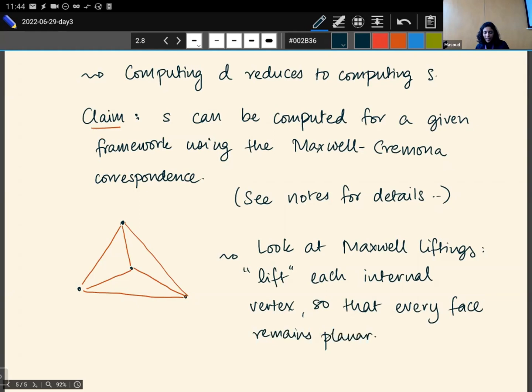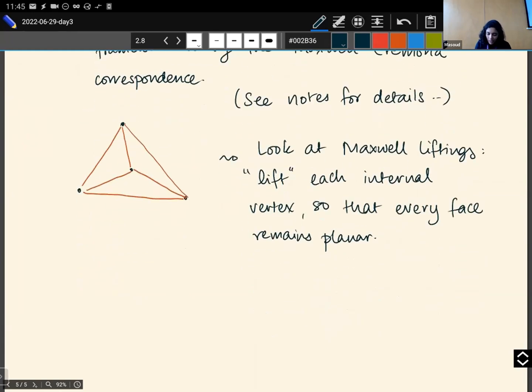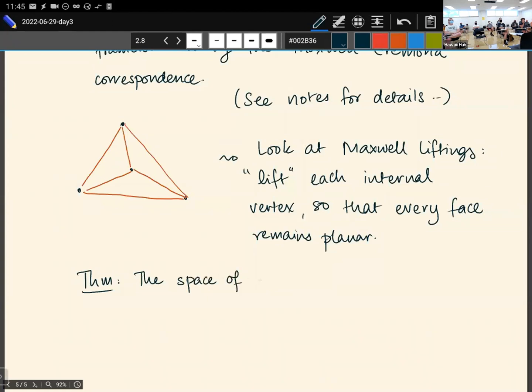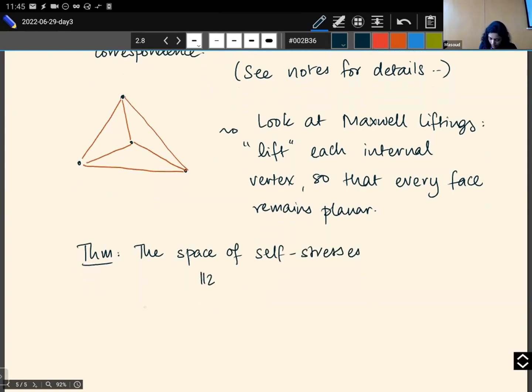When you do this, it turns out that the theorem of Maxwell and Ramona is that the space of self-stresses, S, has the same dimension as the space of Maxwell liftings.